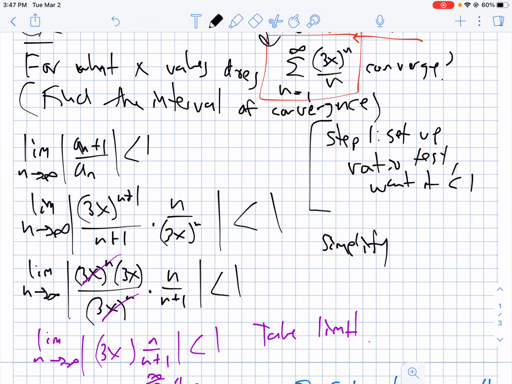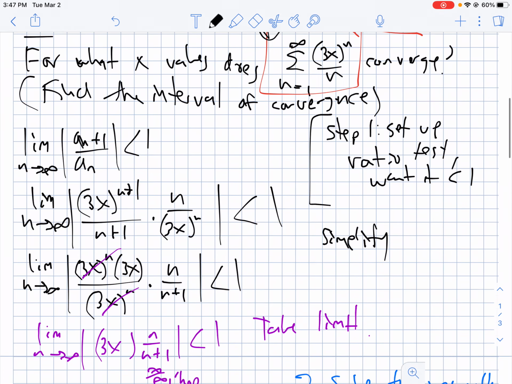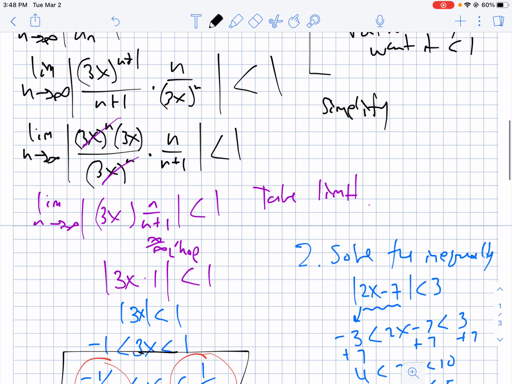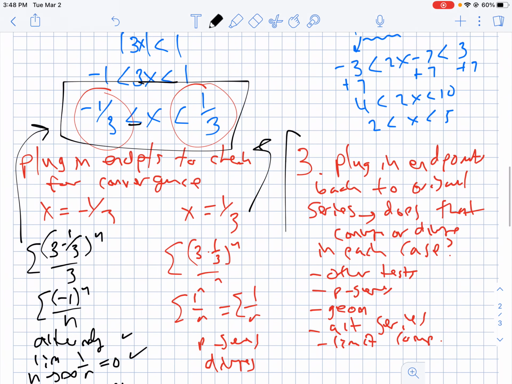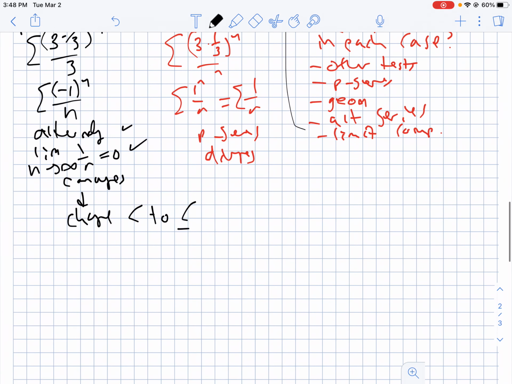I know there are long ones, but that's kind of the step. So we set up the ratio test. You're going to get faster at this as you go. You want it to be less than 1. You take your limit and whatever. And then you just solve the inequality. That's algebra 1. Just got to brush up on that a little bit. And then we just have to take the work of plugging in our endpoints and checking those. I know these problems are long, so obviously your homework will not have too many of them. Let's go to the next problem.